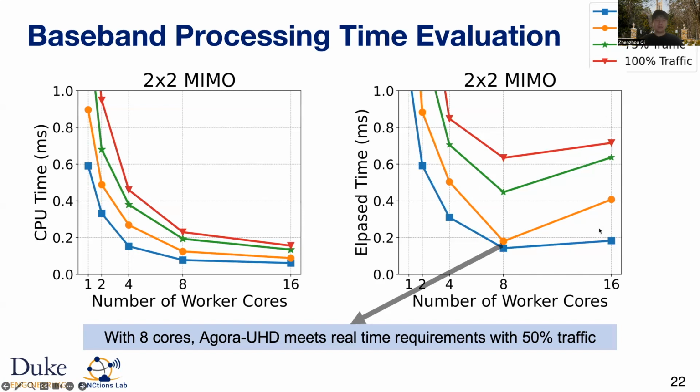This is caused by the intercore communication overhead. Even though we have more cores and less CPU time, the intercore communication causes extra time between the cores, causing the elapsed time to increase instead. From this, we can see that with 8 cores, Agora can meet the real-time requirements with 50% of traffic load in this case.